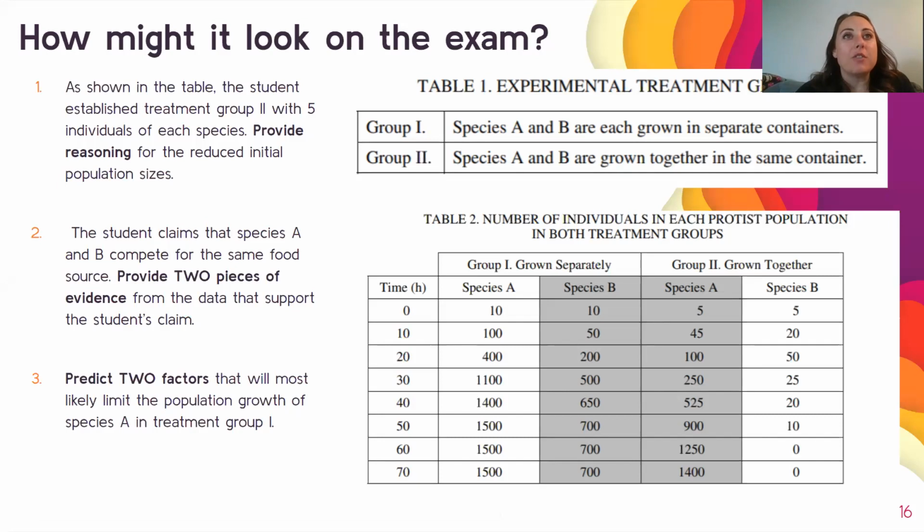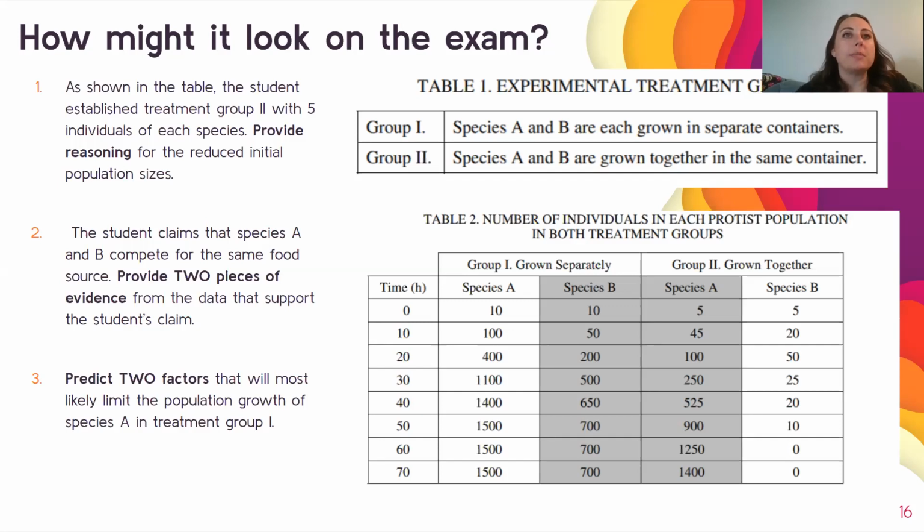I'm going to give you three components, 3 parts, okay? So the first one says, as shown in the table, the student established treatment group 2 with 5 individuals of each species. Provide reasoning for the reduced initial population sizes. So here in group 1, we started with 10. In group 2, we started with 5. How come we went down by 5? Okay, so I'll give you a minute to think that over and maybe record somewhere on your sheet.